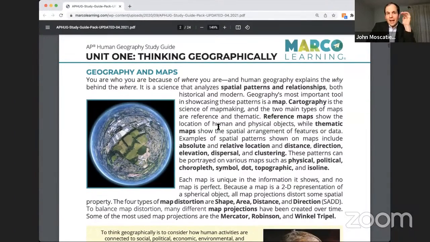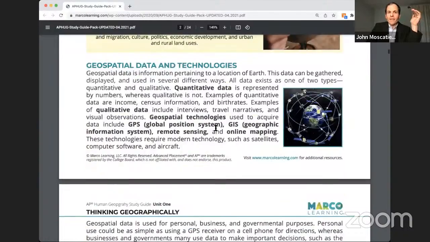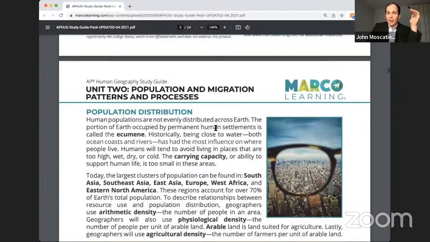This study guide pack covers each of the units with essential terms you need to know. So unit 1, thinking geographically, unit 2, population and migration patterns and processes. We've linked this in the description.